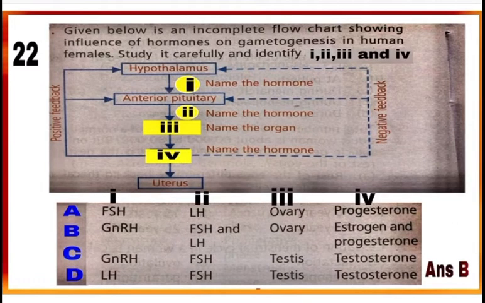Question number 22. There is a flow chart showing influence of hormones on gametogenesis in human females. Study it carefully and identify 1, 2, 3 and 4. Option B is correct. 1 is GnRH, gonadotropin releasing hormones. 2 are FSH and LH, follicle stimulating hormone and luteinizing hormone. 3 is ovary and 4 estrogen and progesterone.